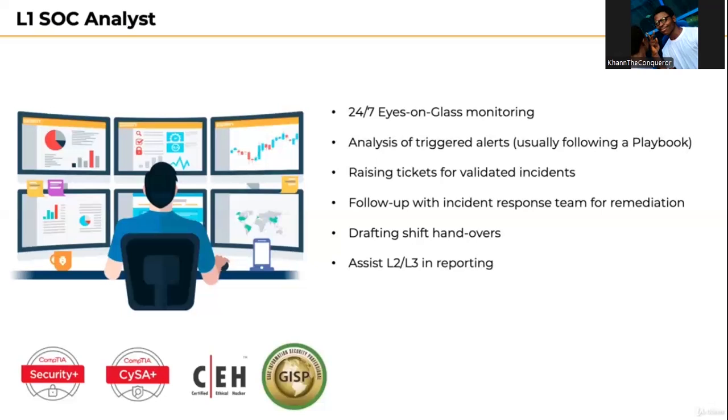They raise a ticket. To raise a ticket is just to give detailed information about an event. You pick up your analysis, the things you noticed, and those things you are getting from the same tool. For example, if you are using Splunk or Wazuh, you pick them out from there, then you put them in a ticket and send it to someone ahead of you to analyze it.